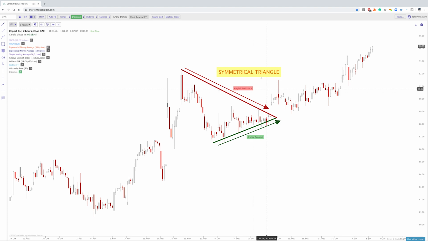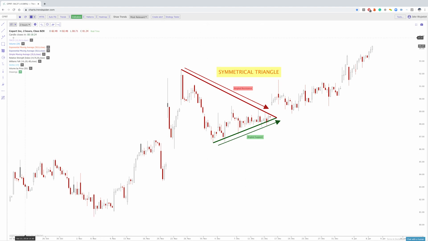In this video, we will be going over different pattern setups such as the triangle. So in this case, the first example we have is the symmetrical triangle here. The symmetrical triangle is more of a neutral setup, meaning it's not necessarily bullish or bearish. It's generally dependent on whatever direction the trend is going.